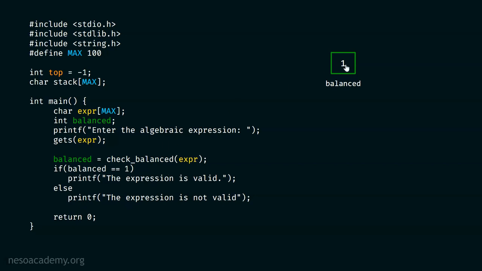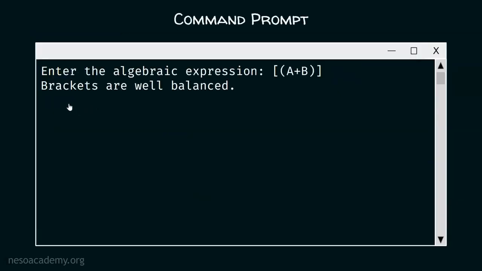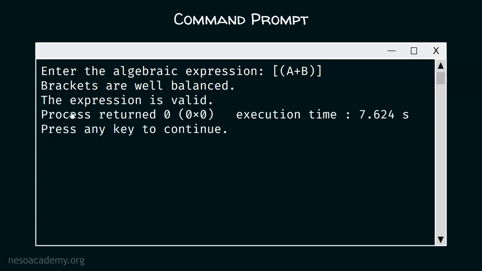We know that balanced is 1. We must print this message, the expression is valid, right? Balanced is actually equal to 1. We must print this message, the expression is valid, which means that we will get this line, that is, the expression is valid. And of course, we will get this as well, that process returned 0. You can clearly see that we got these two messages, brackets are well balanced and the expression is valid.